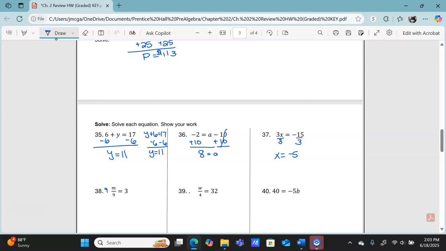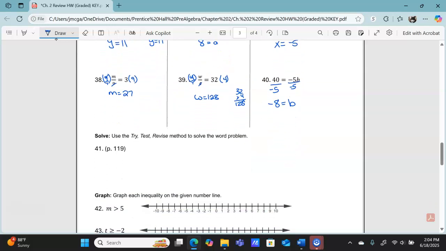M divided by 9, so I'm going to multiply both sides by 9. Here that would be over 1 and it would cancel. We get 27. Here I need to multiply both sides by 4. Again, we could write that as over 1 to see that it's up in the numerator and it'll cancel. So we have 32 times 4, 8, 128. And then on this one, I need to divide by negative 5. I get negative 8. 40 divided by 5 is 8, but it's a positive divided by a negative, so I get negative 8.